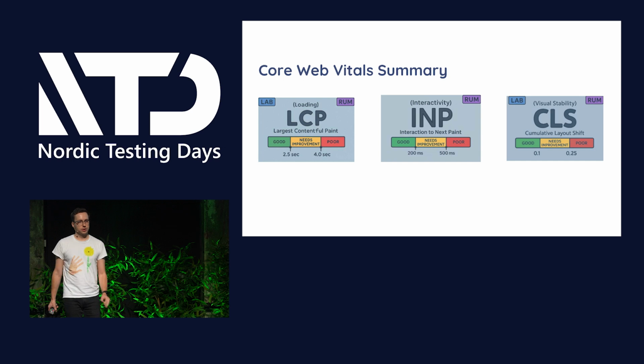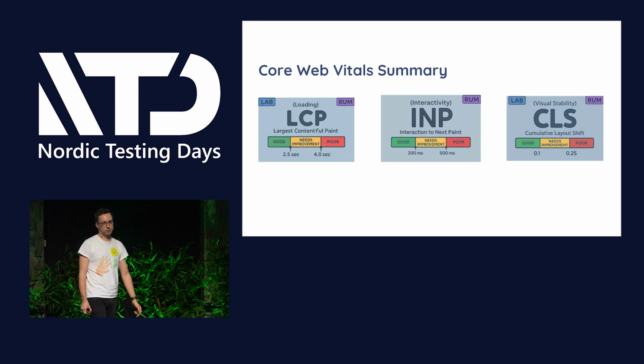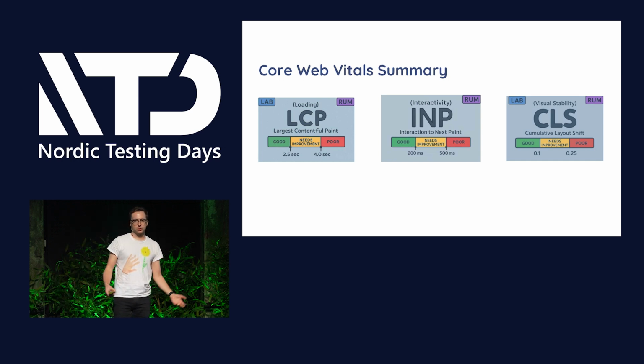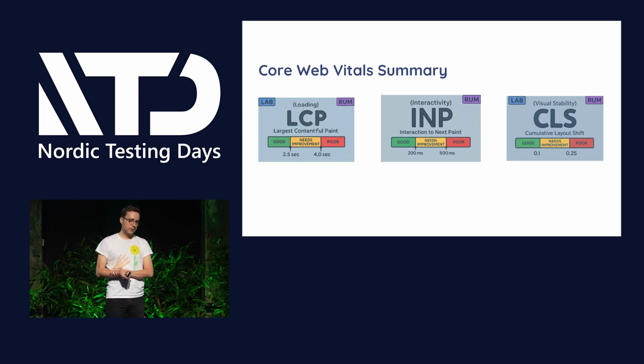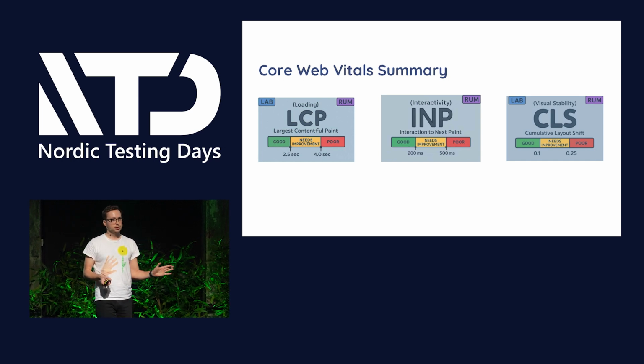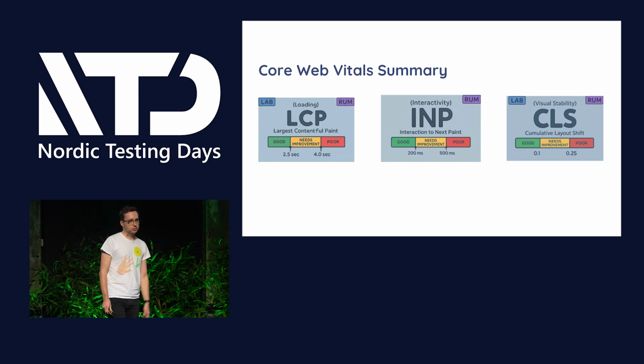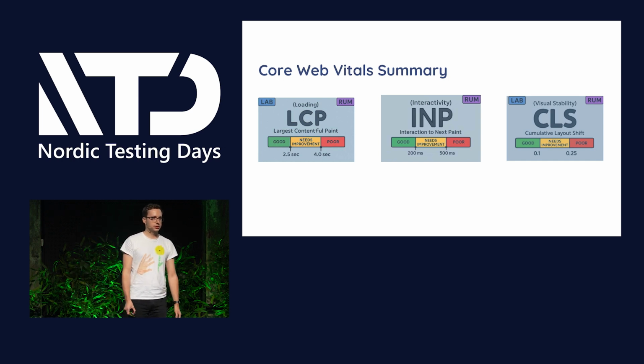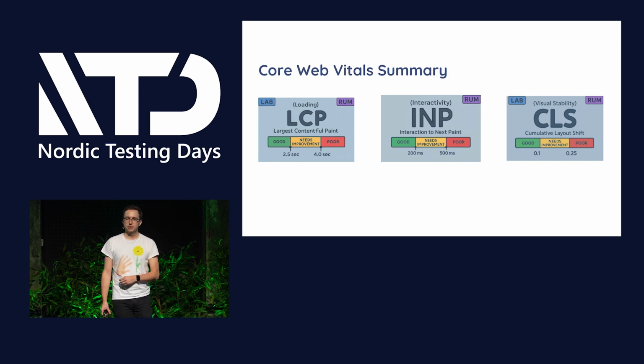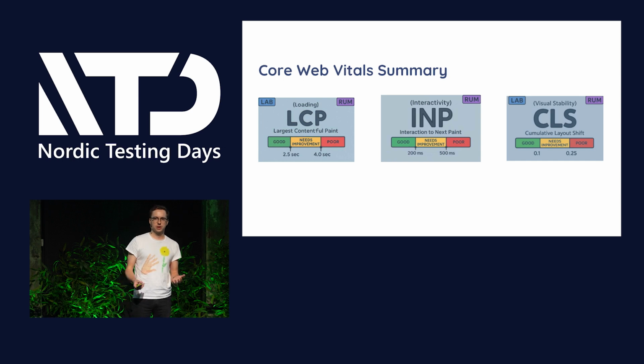Quick summary: there are 3 metrics that Google cares about the most in Chrome web browsers. Largest contentful paint will tell you how fast the page loaded. INP, which is interaction to next paint, measures the slowest interaction on your page. And CLS, cumulative layout shift, quantifies how much your page jumps, basically, when it loads.